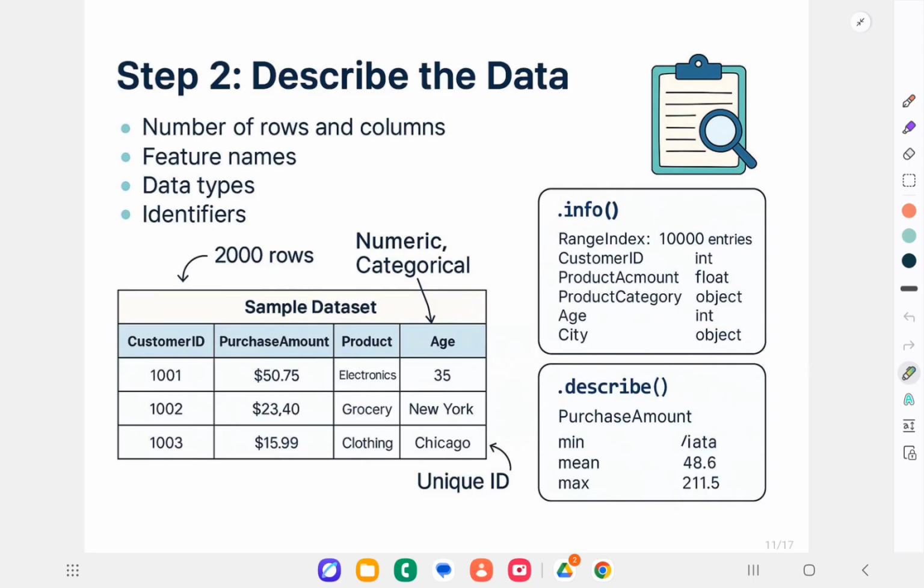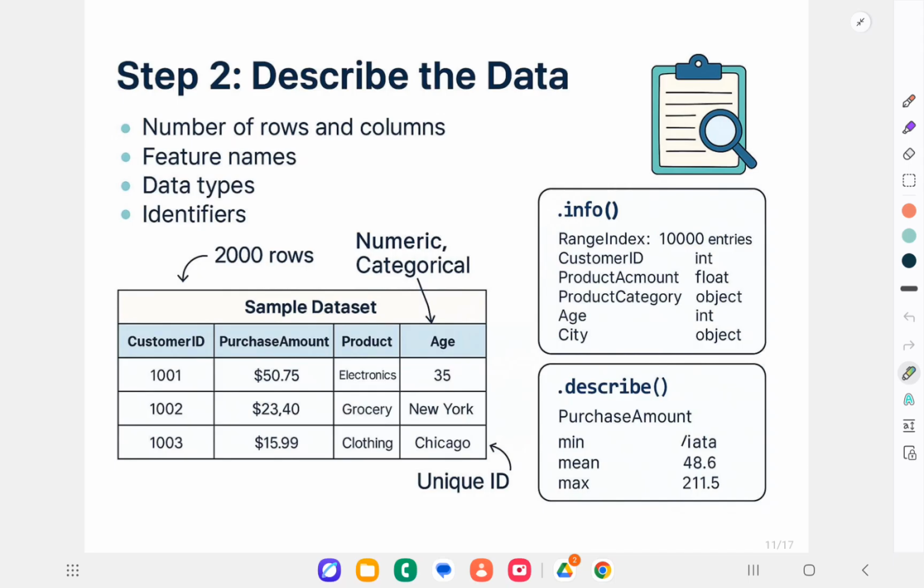So once we've collected the initial data set, our next move is to try to describe the data, right? So this doesn't mean writing a paragraph about it. It actually means to use some summary statistics and basic metadata to get a clear picture of what we're dealing with, right? So you answer questions like how many rows and columns, how many features, what are the feature names, what are the data types, are the features numeric, categorical, and so on. Are there any identifiers like IDs, customer ID, order number, and so on?